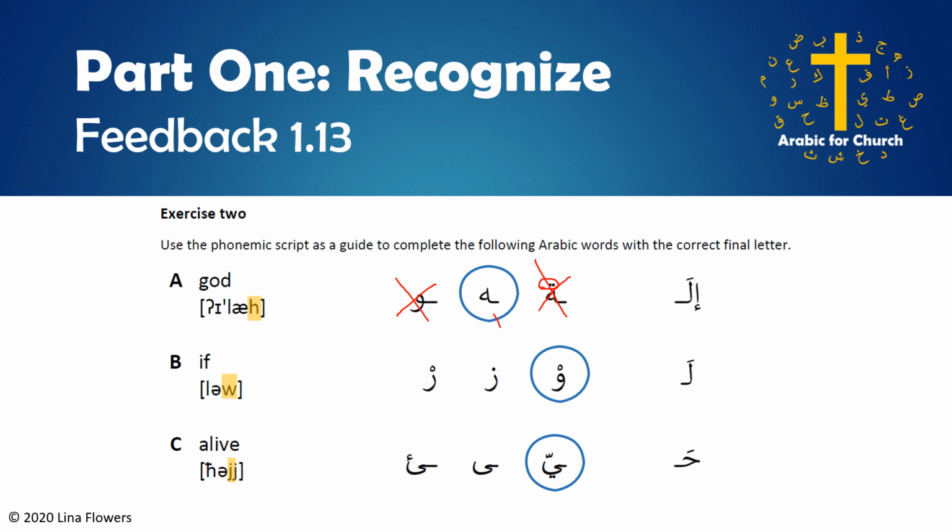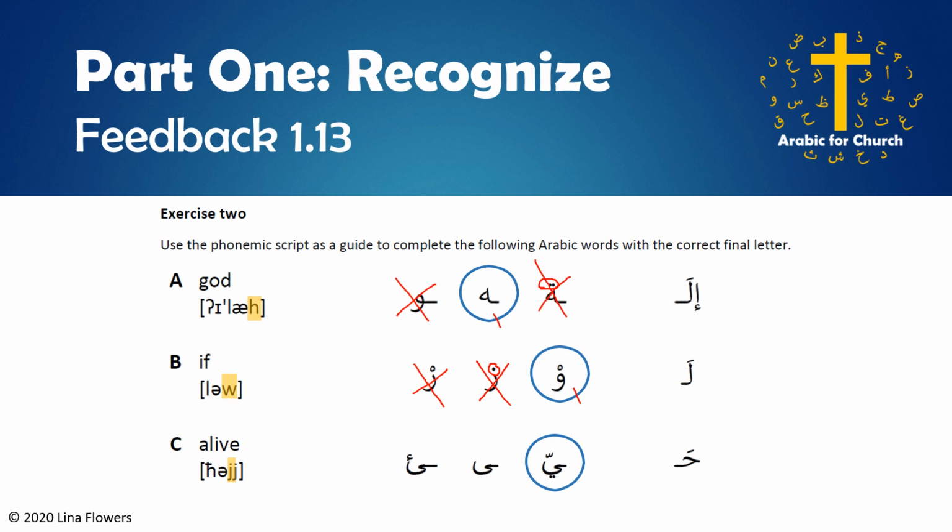Now the next one, we're looking at B. If. In Arabic, one way to say if is law. So we're looking for the W sound. Here I made sure to include examples with these semi-vowels coming as consonants. So let's look at the second option. That's the Zai. It's got a dot here. That's the letter zai. And that's a ra with a sukun on top. That's not what we're looking for. We're looking for waw. Law.